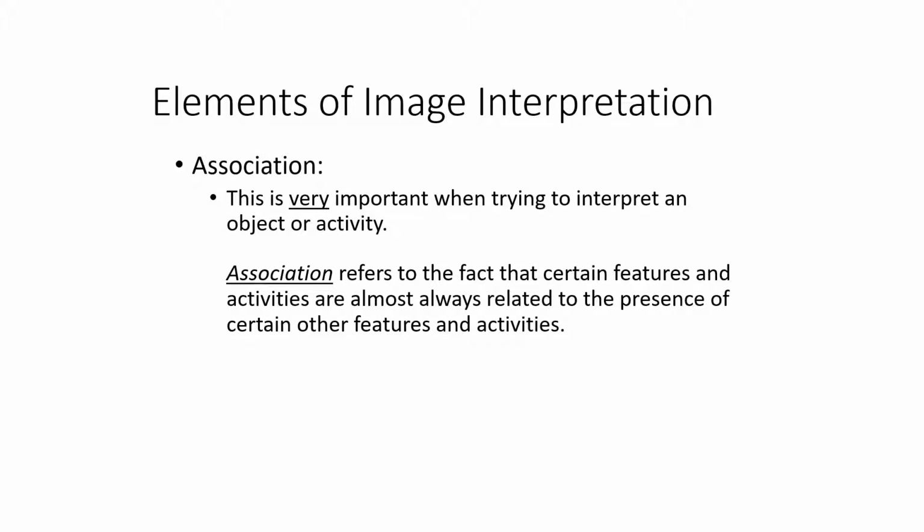Association is very important when trying to interpret an object. Association refers to the fact that certain features or activities are almost always related to the presence of certain other features or activities. In other words, you typically see certain things together with other things. Very different things, but things that go together, like airplanes and runways.